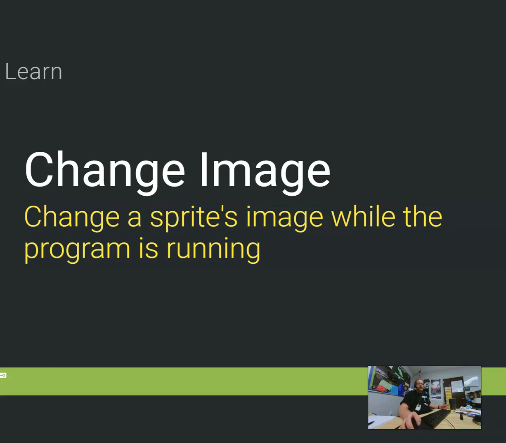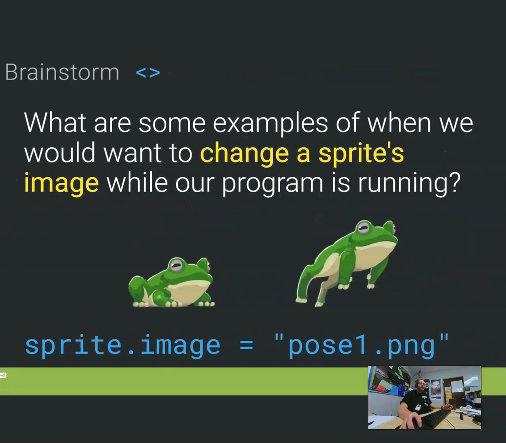When we use a sprite with different images, it's a little bit easier than trying to create new and different sprites. We create one sprite and then just change their appearance. And we only have to worry about one variable name. So, what are some examples of when we would want to change a sprite's image while our program is running? We've seen some of these in our demonstrations and in our warm-ups.